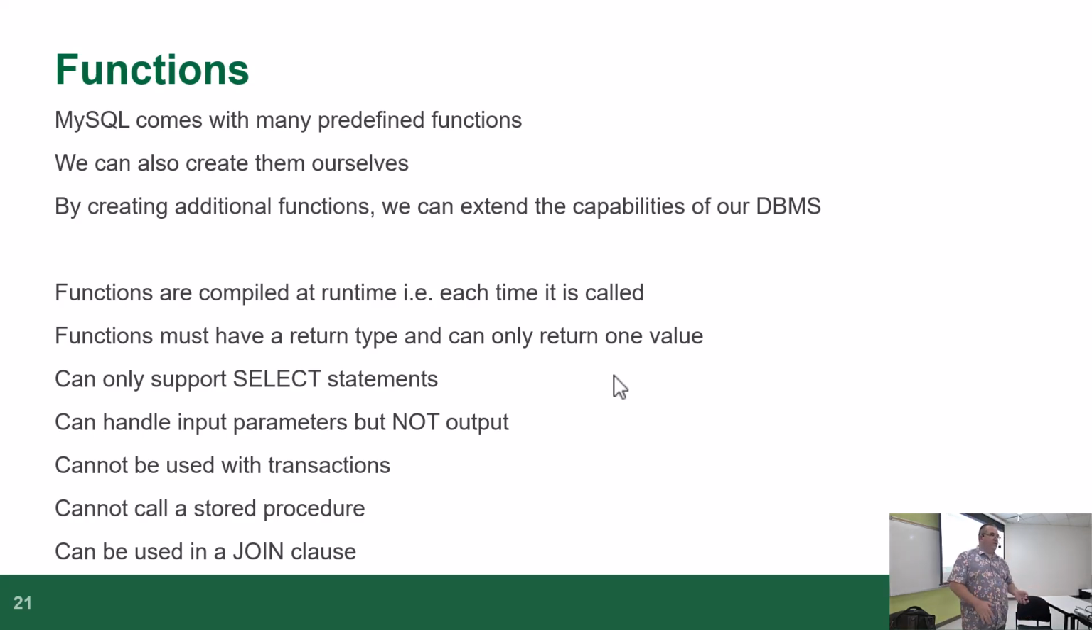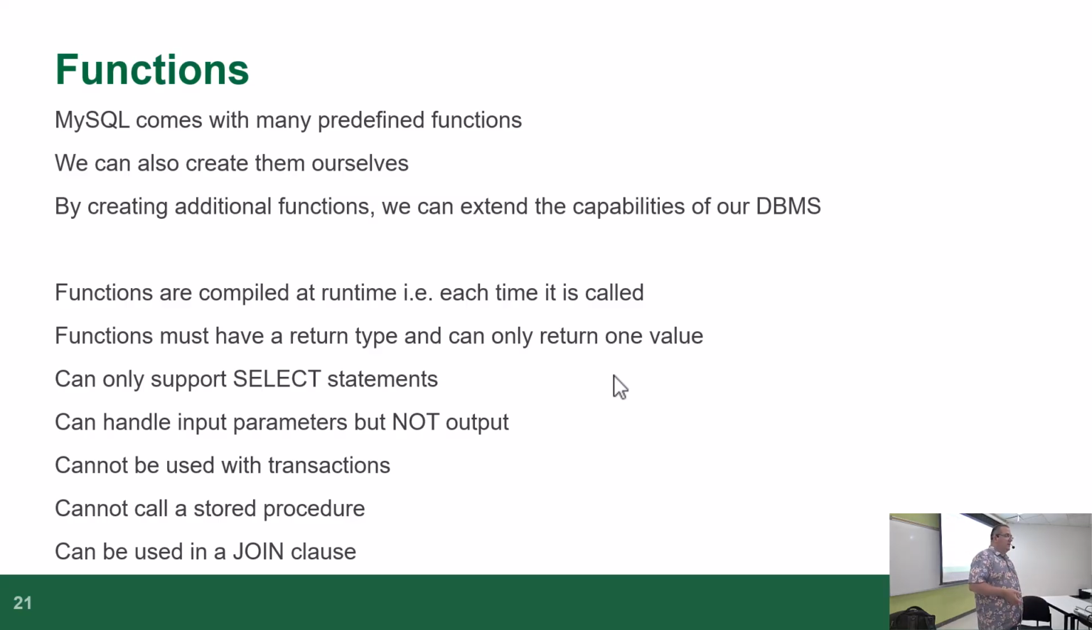So by creating your own functions, you extend the ability of your database. Functions are compiled at runtime, which means that every single time you call a function, it checks whether or not it's valid, which means there's a little bit of extra cost. Not a lot, but it's there. Functions must have a return type, and it can only ever return one value. Just like a function in Python or C#, a function only ever returns one type. Maybe you can pass out an array, which is cool, but even that array is only one thing.